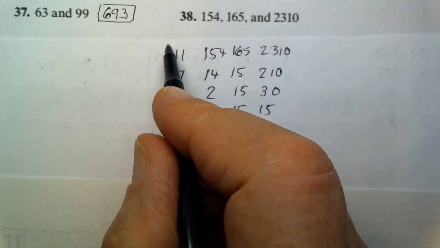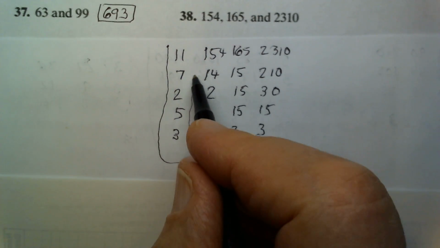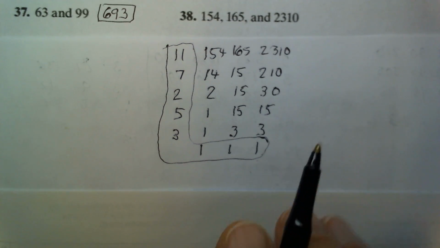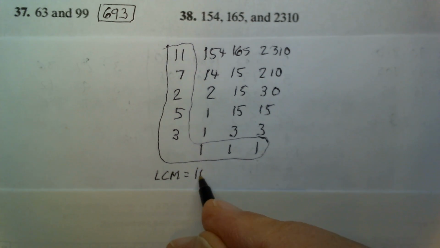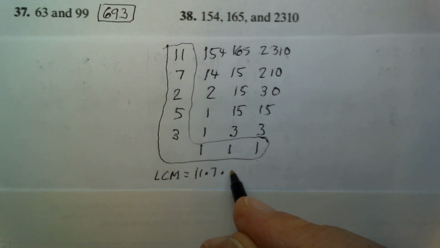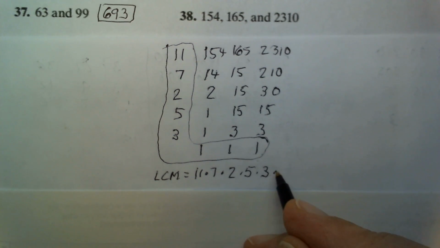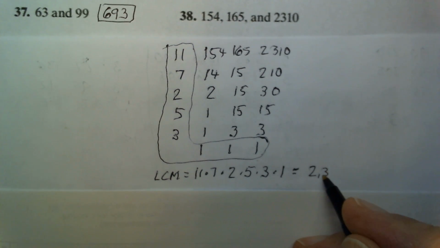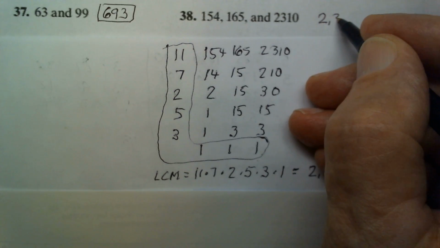So then the product of these numbers is the LCM, the least common multiple. So LCM is equal to 11 times 7 times 2 times 5 times 3 times 1 times 1 times 1. And that is equal to 2,310. So that's the least common multiple for this set of three numbers, 2,310.